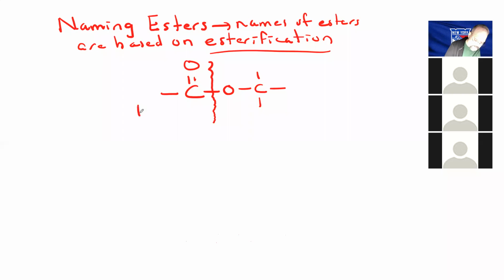The C double bond O part and whatever else is attached to it has to come from a carboxylic acid. We're thinking about esterification. That part has to come from a carboxylic acid. And the reason why is that alcohols don't have C double bond O's. So that part can't come from the alcohol. And then in this case, it'd be the right part, the OC, which I now will refer to as the alcohol oxygen.